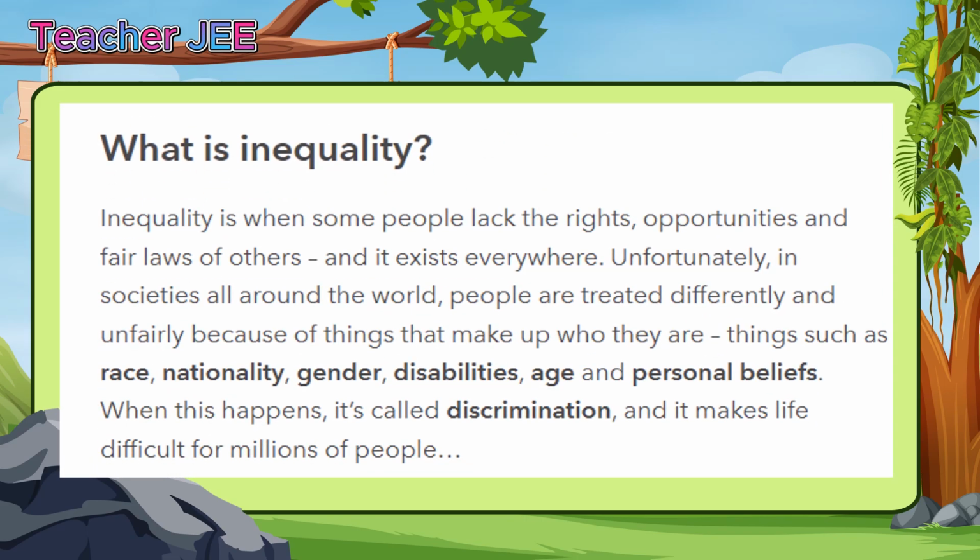What is inequality? Inequality is when some people lack the rights, opportunities, and fair laws of others, and it exists everywhere. Unfortunately, in societies all around the world, people are treated differently and unfairly because of things that make up who they are. Things such as race, nationality, gender, disabilities, age, and personal beliefs. When this happens, it is called discrimination, and it makes life difficult for millions of people.